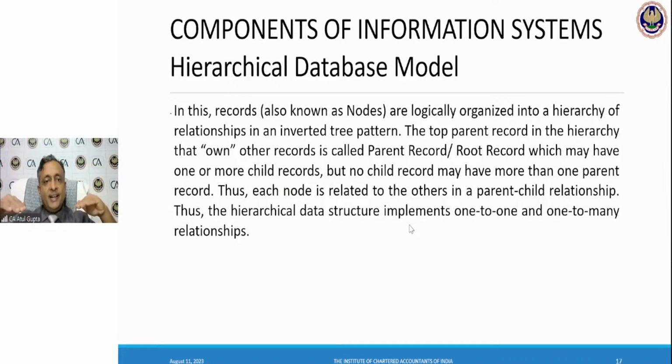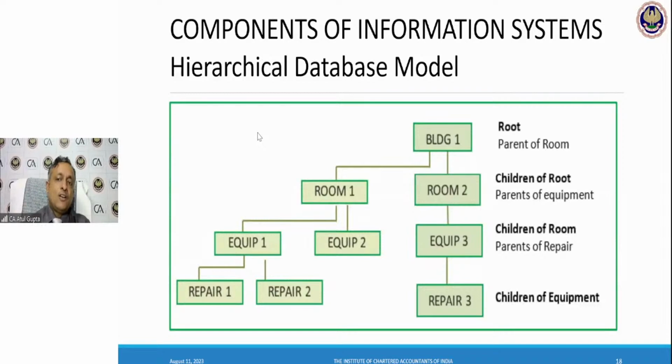The top parent record has children, and children will have grandchildren. So it is an inverted tree pattern. It works on a parent-child relationship. Thus, the hierarchical data structure implements one-to-one and one-to-many relationships. We'll see through a diagram. So, inverted tree: the branching is at the bottom. That is how a hierarchical database looks.